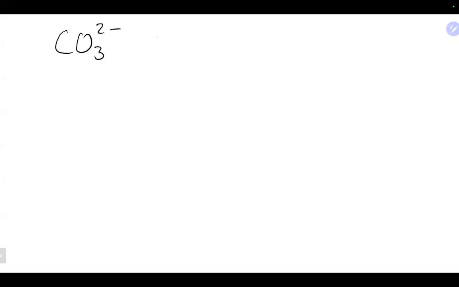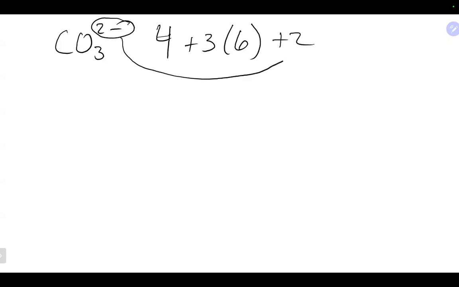Carbon has 4 valence electrons. There are 3 oxygens, each at 6. Now the 2 minus here means it gained electrons, and 2 is how many it gained, which means I need to add those to my count so that I'm all good. That now gives me 18, 20, 24 valence electrons.